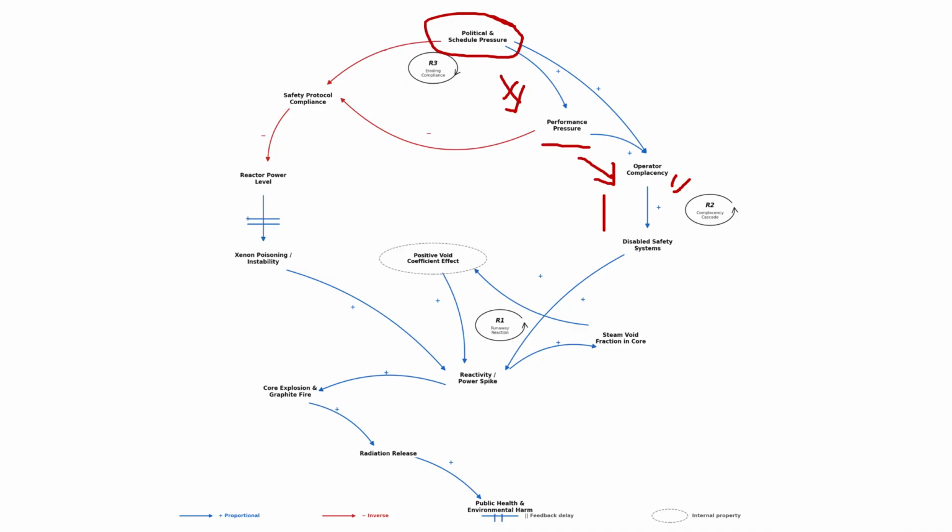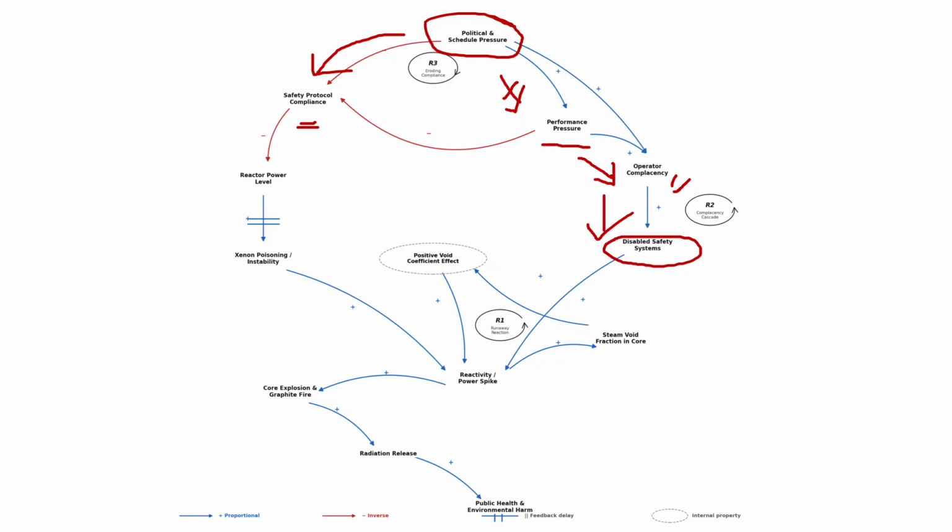That complacency led to disabled safety systems, which reduced the reactor's built-in protection. At the same time, pressure reduced safety protocol compliance, meaning the procedures were less strictly followed, and it created really unsafe operating conditions.